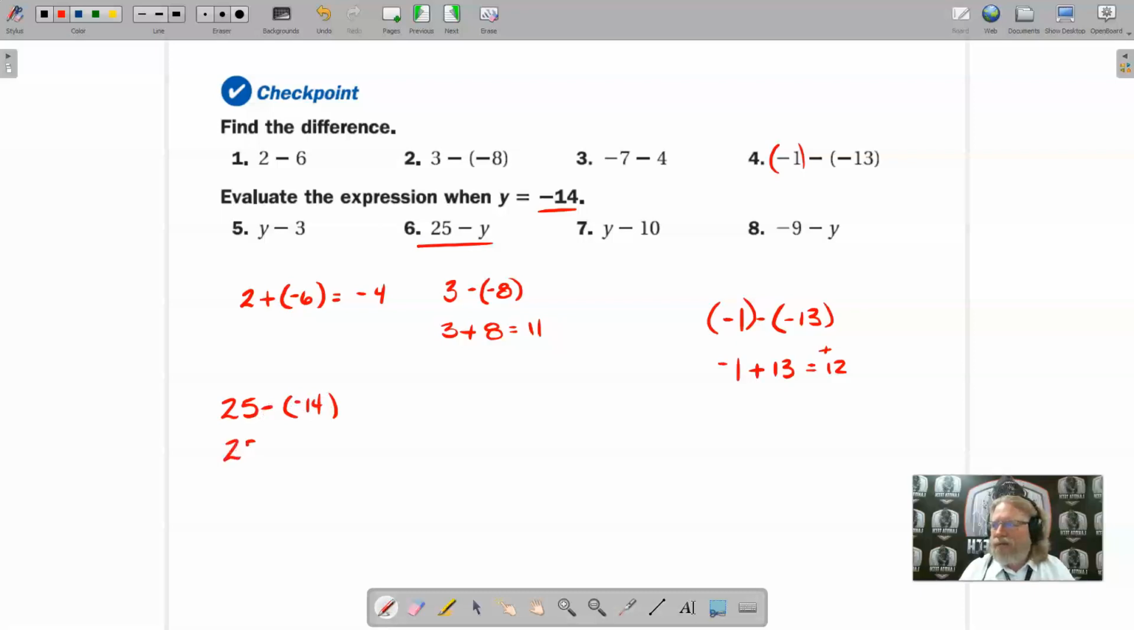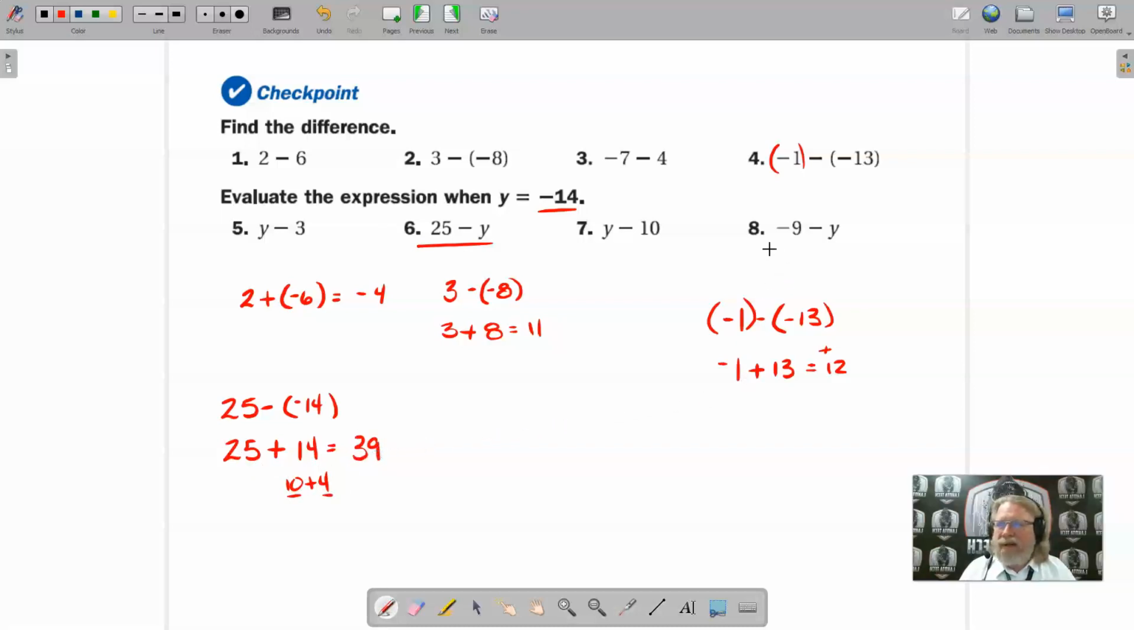So now I can do 25, change the sign to addition, and the opposite of negative 14 is positive 14. They are the same sign. They're both positive, so I'm going to add them. And I'm going to think of 14 as 10 plus 4. 25, 35, plus 4 more is 39.